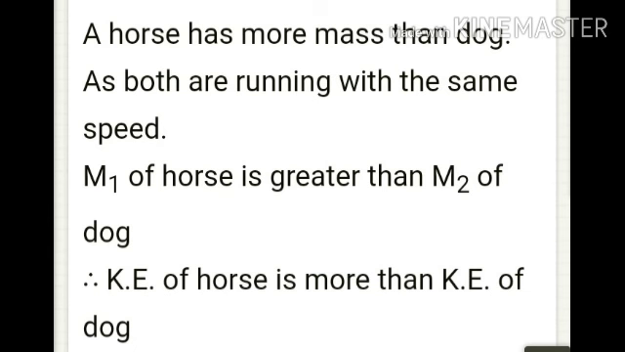Now your next question is: a horse and a dog are running with the same speed. Which one of them has more kinetic energy than the other? A horse has more mass than a dog, as both are running with the same speed. The m1 of the horse is greater than m2, that means the mass of the dog. Therefore, the kinetic energy of the horse is more than the kinetic energy of the dog.